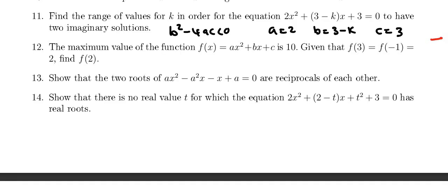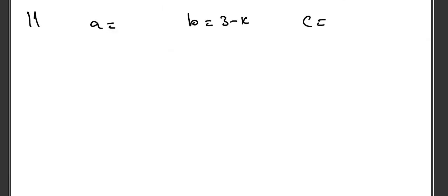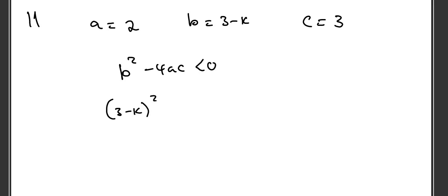So question 11, your a is equal to... your b is equal to 3 minus k, then your c is equal to 3. So we're saying the discriminant has to be less than 0. So where there's b, I can replace this, squared, minus 4, a, then put your 3 there, less than 0.